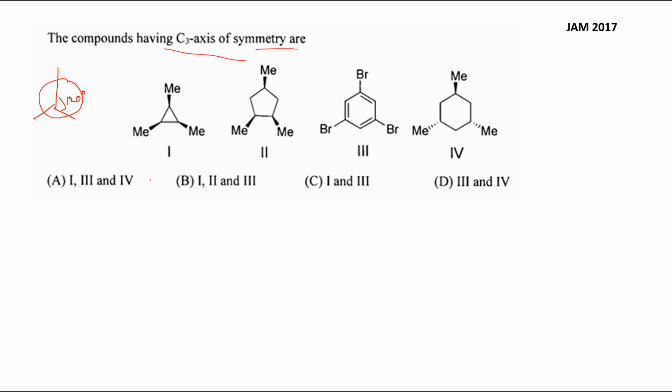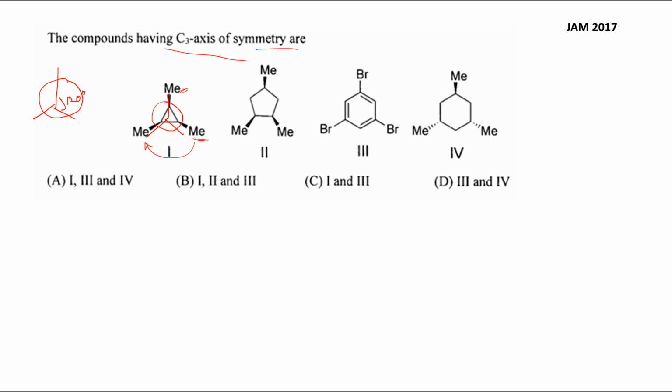So in the first molecule, if I consider a circle like this, and if you rotate the molecule in plane by 120 degree, the C3 axis is basically perpendicular to the plane of the screen. When you rotate it 120 degree, this methyl will come here and this methyl will come to this position. In this way we can understand we have a C3 axis of symmetry, and it is possible because all the methyls are on the same side.